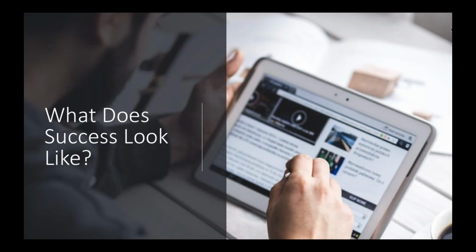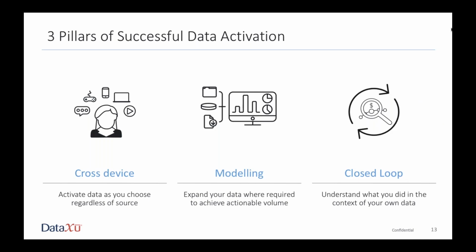Now we move on to what does success look like and some strategies to be able to achieve success. From a high level, there are really three pillars of successful data activation. It comes in three parts. The first is you need to have a cross-device user-level view of your data. Data is quite sparse, and collecting data on users and customers is often quite difficult and often a challenge.